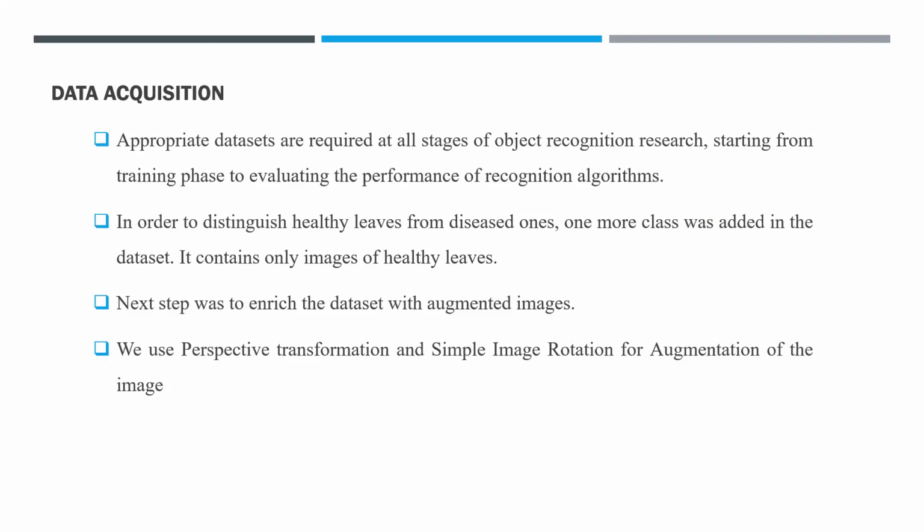Data acquisition. Appropriate data sets are required at all stages of object recognition research, starting from the training phase to evaluating the performance of recognition algorithms. In order to distinguish healthy leaves from the diseased ones, one more class was added in the dataset. It contains only images of healthy leaves. Next step, to enrich the dataset with augmented images, we use perspective transformation and simple image rotation for augmentation of the image.